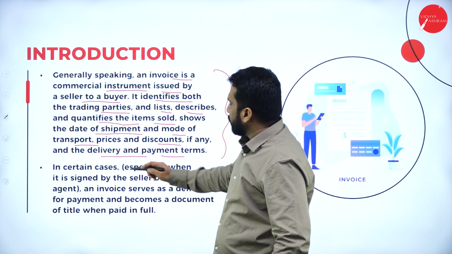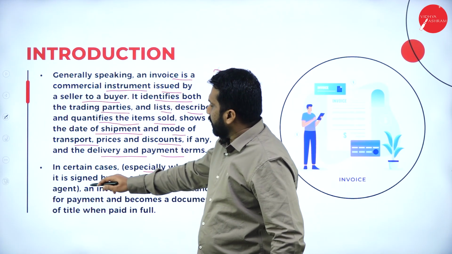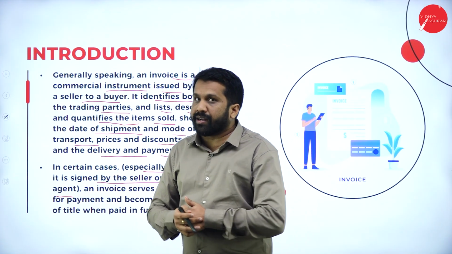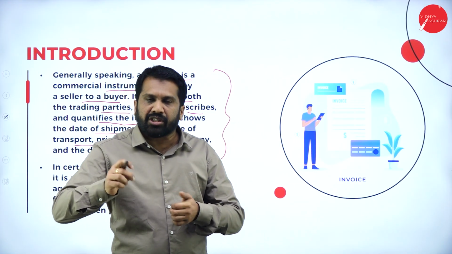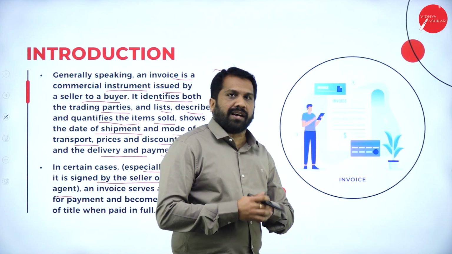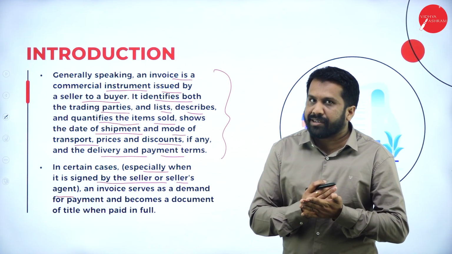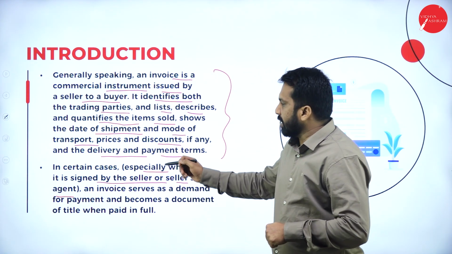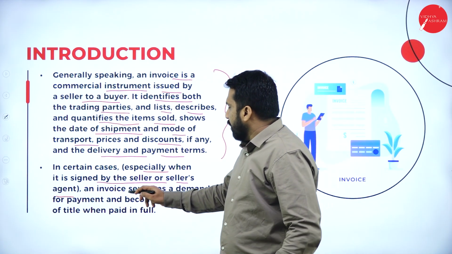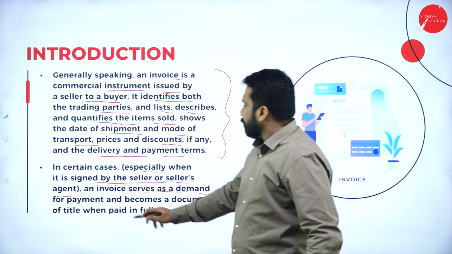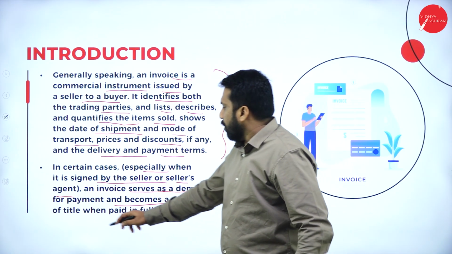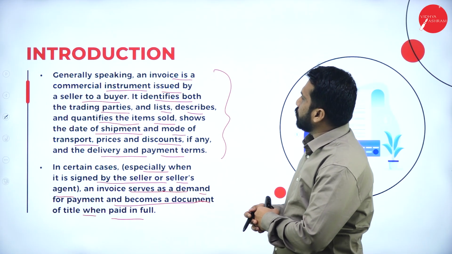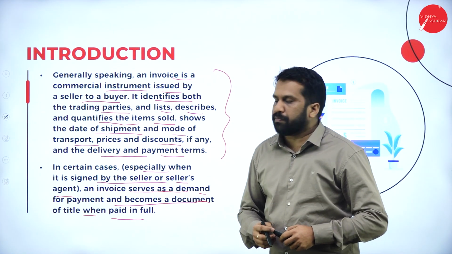Now, in certain cases, it is signed by the seller or the seller's agent. The seller is actually the owner, and the owner can't sign on each and every bill. One accountant will be there, sub-managers will be there, a selling manager. The selling manager can sign the invoice copy. Usually the accounts head will sign the invoice copy. An invoice serves as a demand for payment and becomes a document of title when paid in full. So this is the information usually we have for invoice purpose.